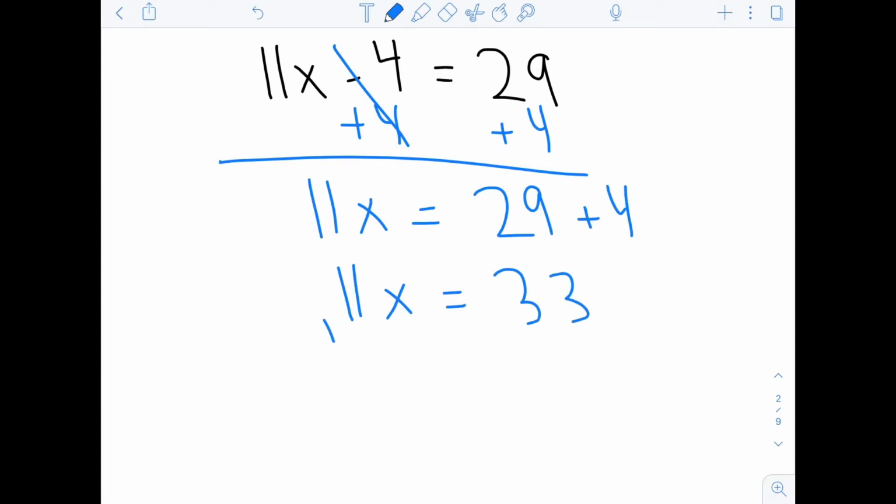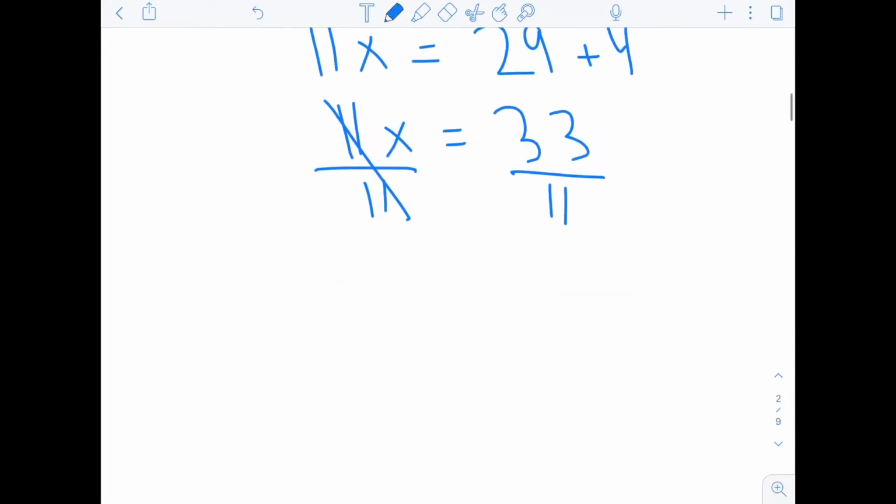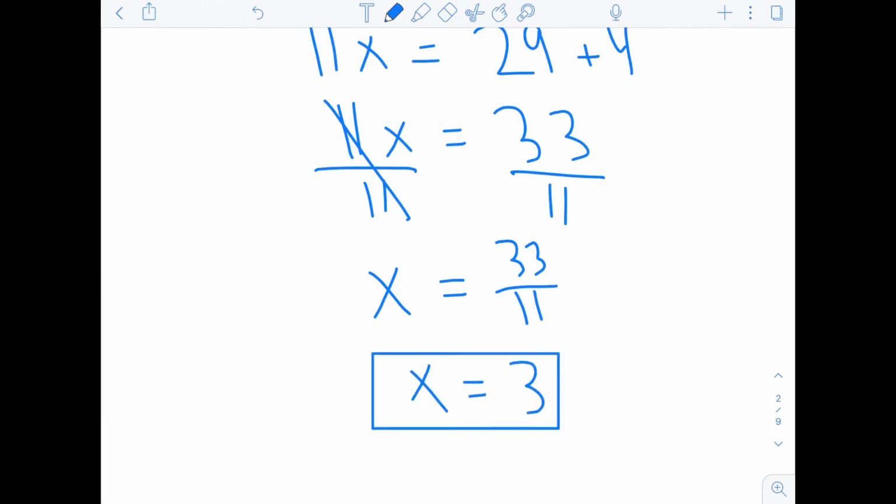And now to get rid of the 11, we have to divide by 11 to cancel out the multiplication of 11. So that's going to cancel out, and you're left with x equals 33 over 11. And we know that 33 over 11 equals 3. And to check your solution, you could substitute 3 for x.